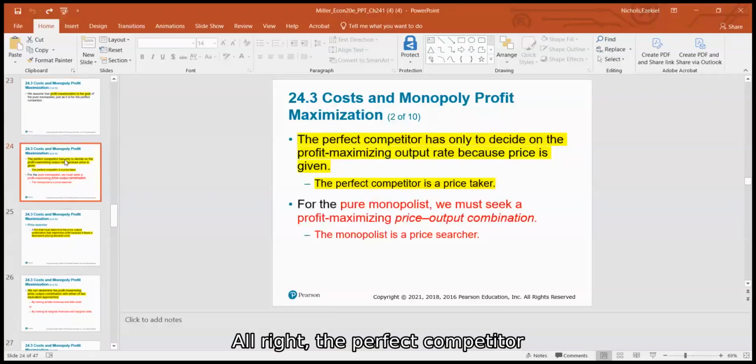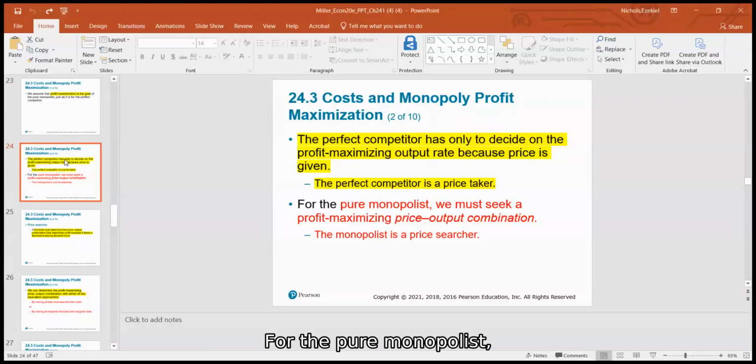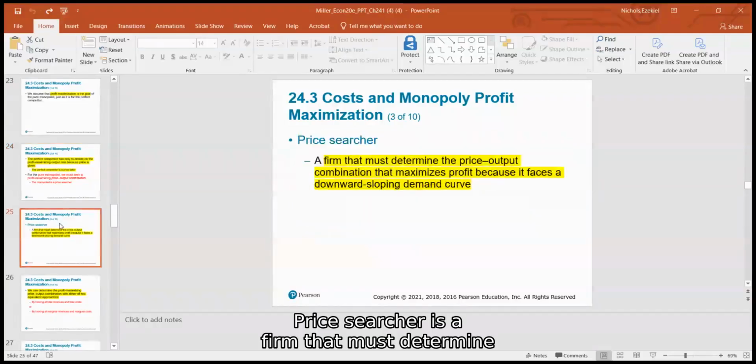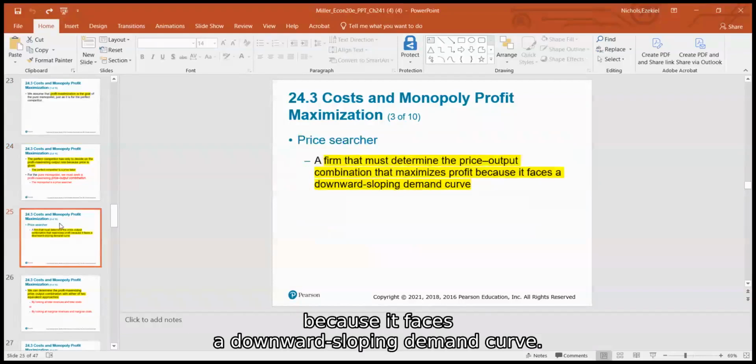All right, the perfect competitor has only to decide the profit maximizing output. For the pure monopolist, we must seek a profit maximizing price-output combination. The monopolist is a price searcher. A price searcher is a firm that must determine the price-output combination that maximizes profit because it faces a downward sloping demand curve.